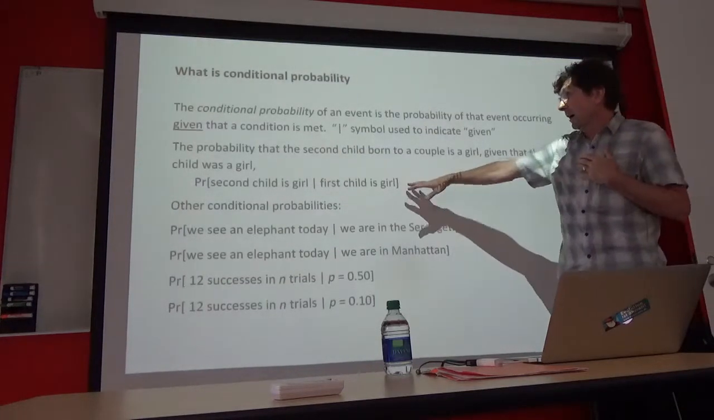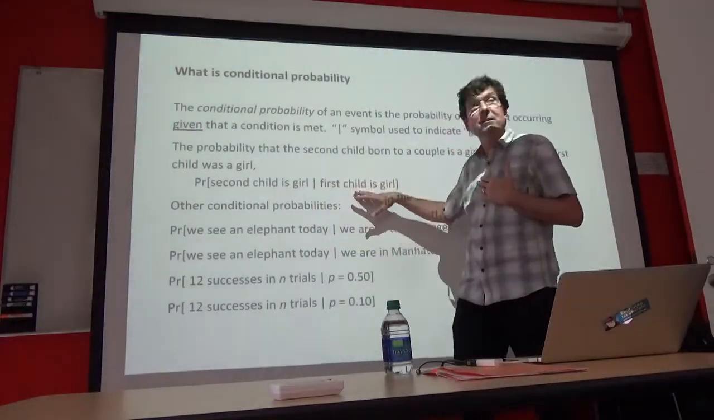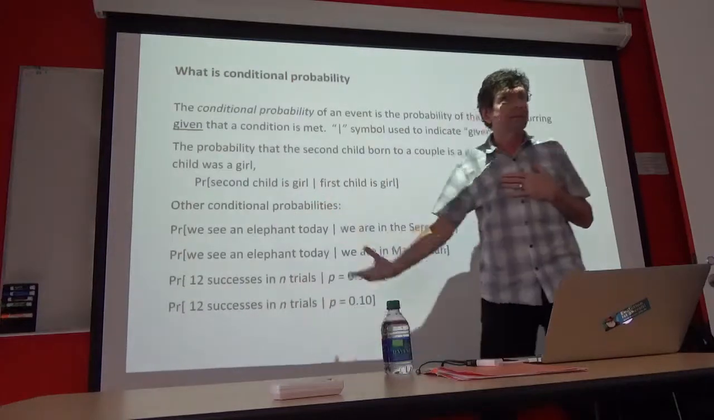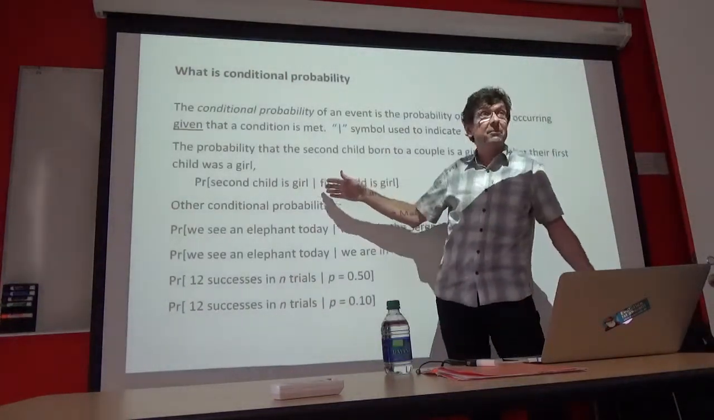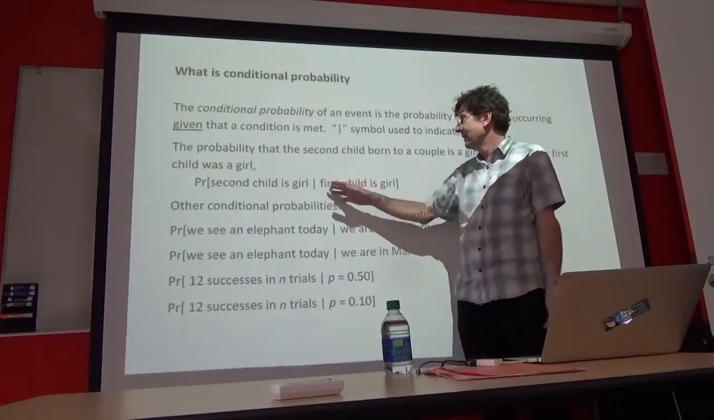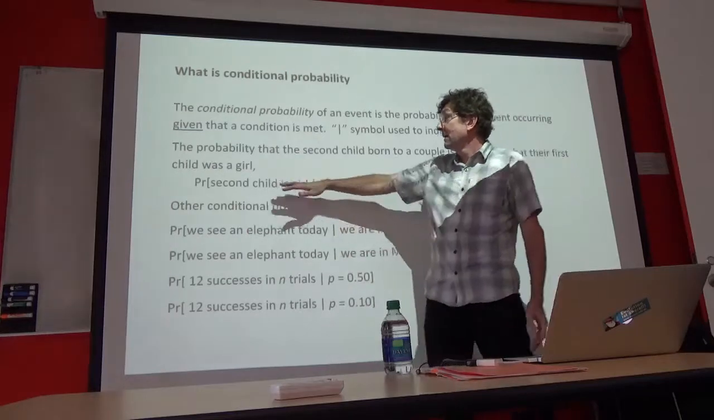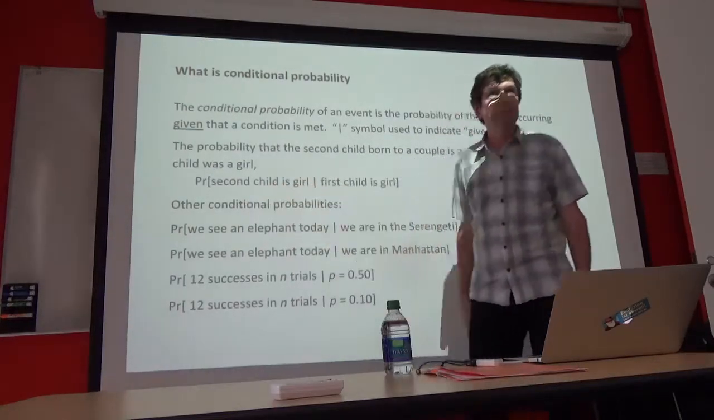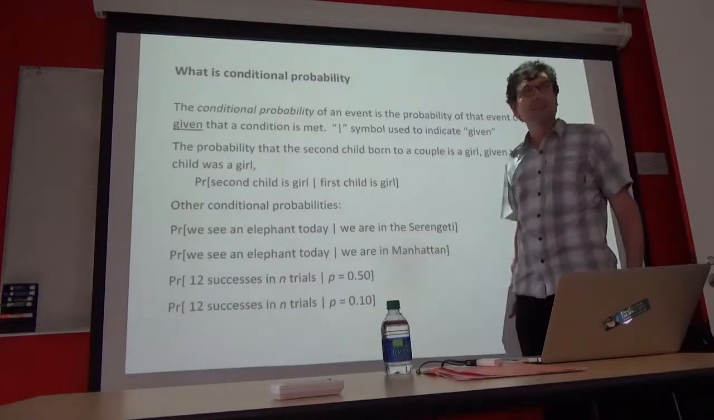So we can describe the probability that, if you have two kids and the first child is a girl, the second child is a girl. That's described as a conditional probability. It's not a very interesting one in this case, because we know that the event that your first child is a girl has really no influence on the probability of a boy or a girl on the second child. So that's an uninteresting conditional probability.